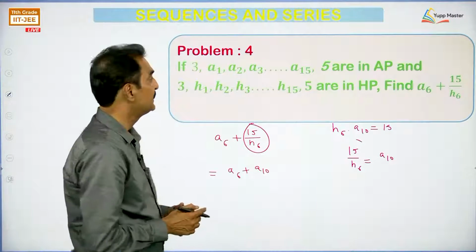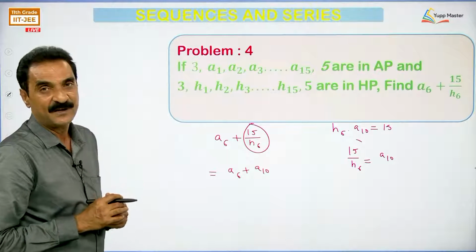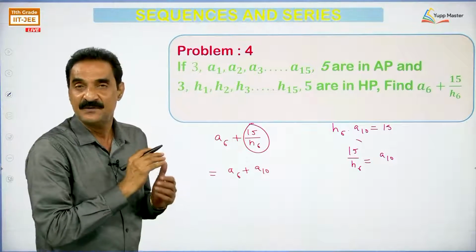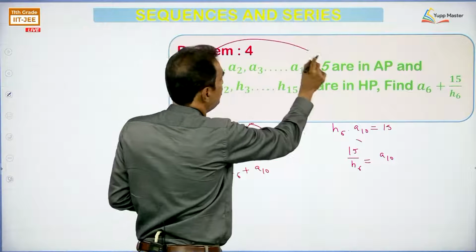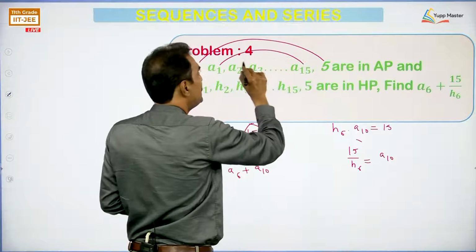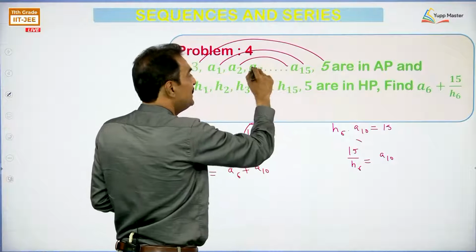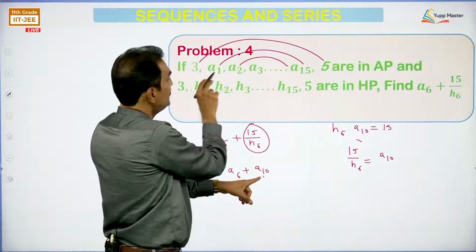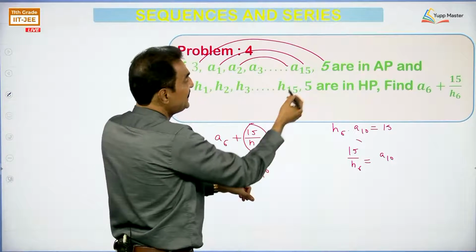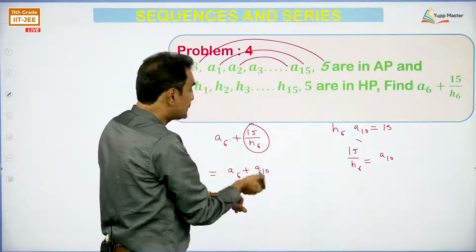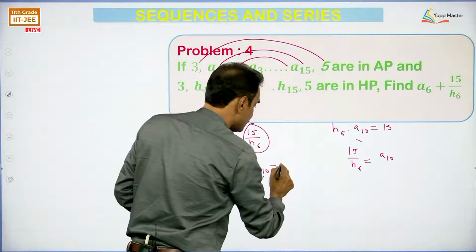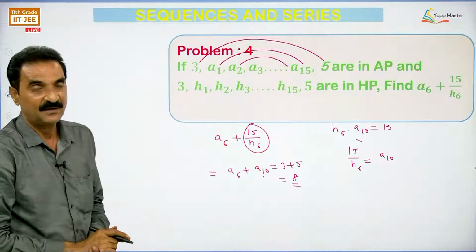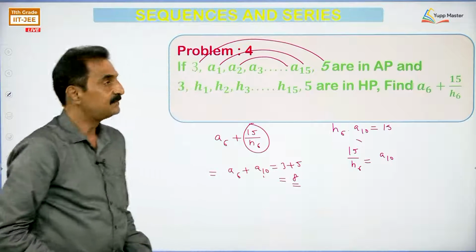Again, how to find it? We have discussed one property of an AP. The sum of the terms equidistant from left and right will be the same. That means 3 plus 5 will be equal to A1 plus A15, will be equal to A2 plus A14, and so on. In this way, you will get A6 plus A10. A6 is the 7th term from left, A10 is the 7th term from right. This sum will be equal to 3 plus 5. So the answer is 8. Alright. Next question.